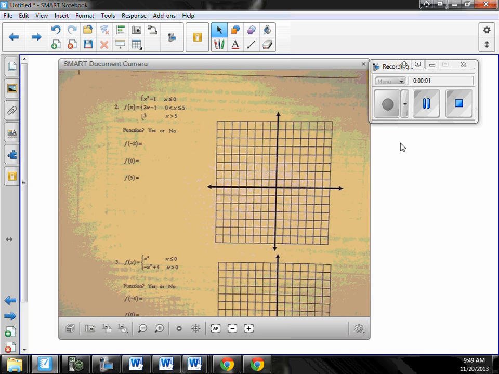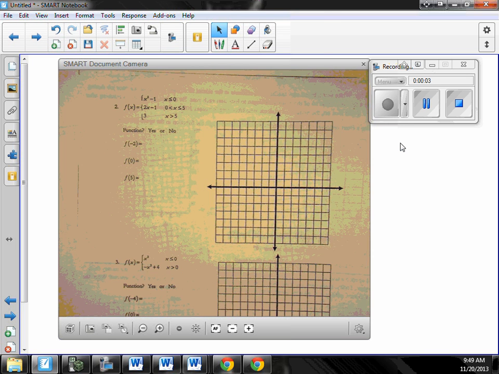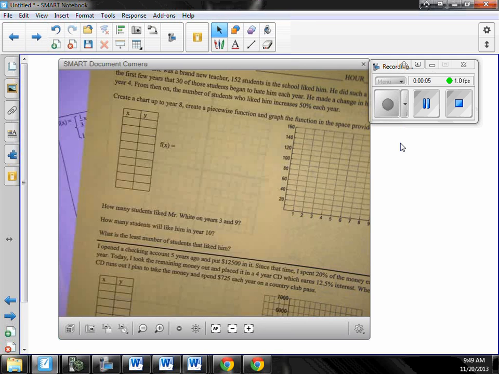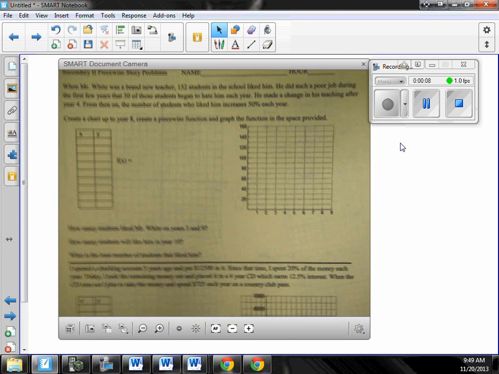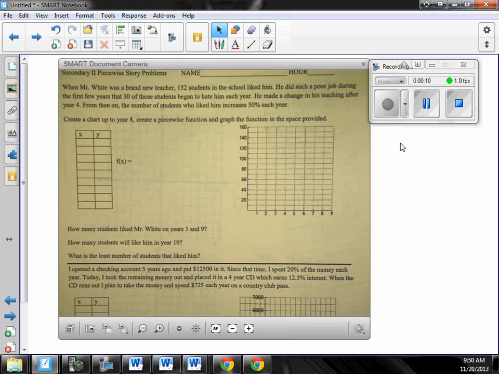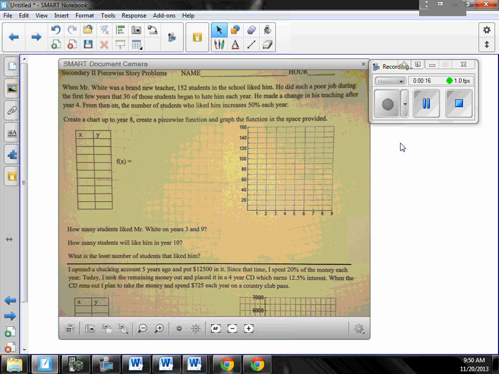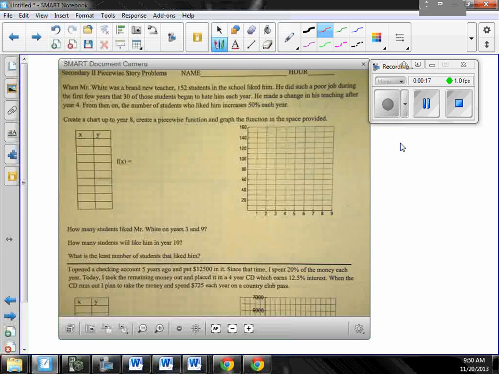So looking at the first problem on this side, we have a linear function for a number of years, and then we have an exponential function. So at year 0, there's 152 kids that like me. I know that's hard to believe, but this is a pretend story.